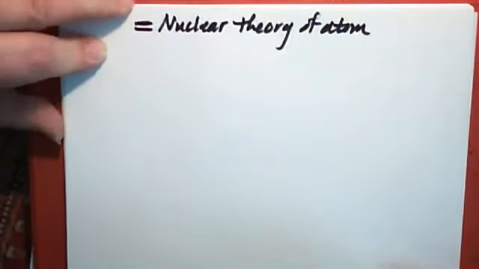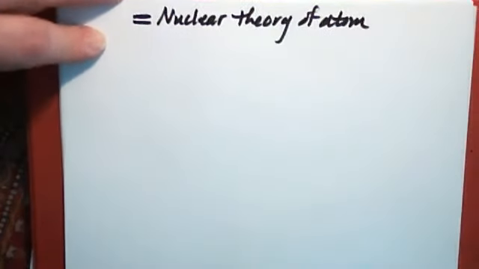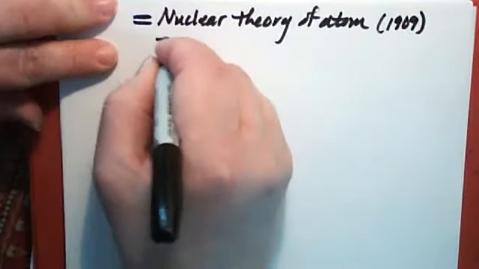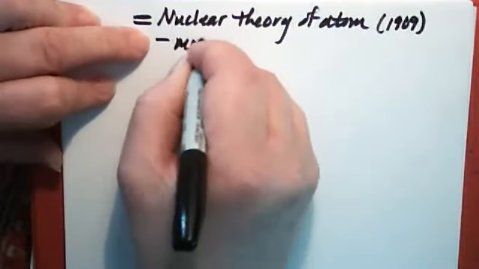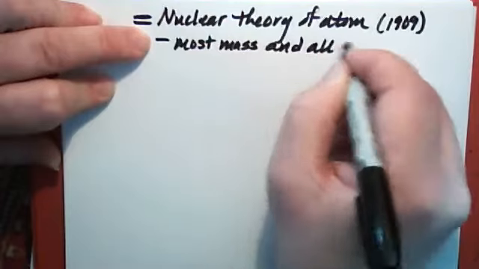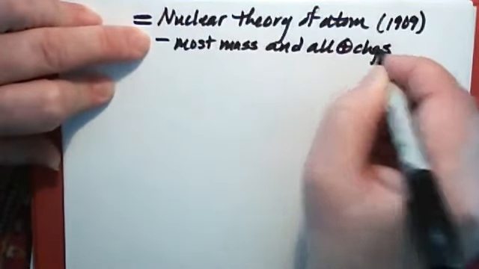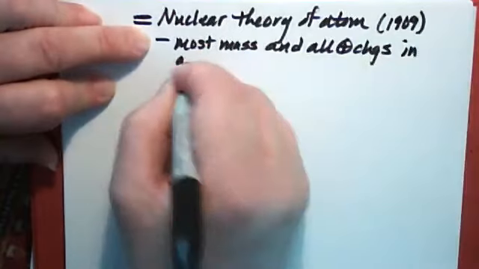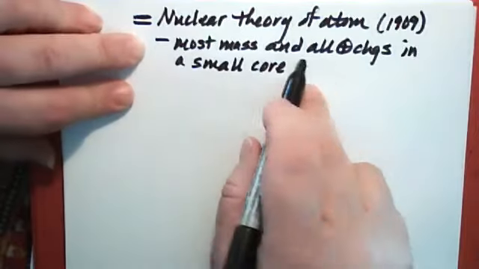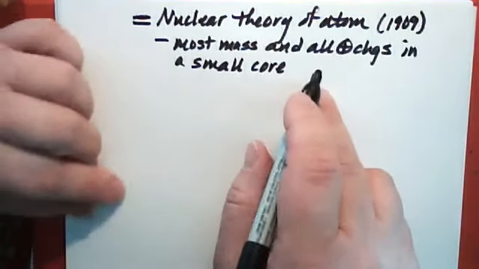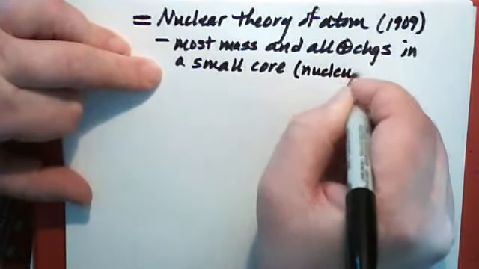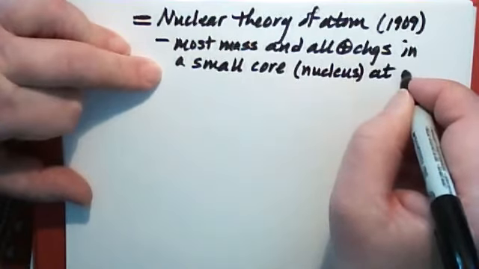And in a little more detail, this dates to about 1909, but you don't really need to know the date. In more formal terms, most of the mass and all of the positive charges in an atom are located in a small core known as the nucleus at the center of the atom.